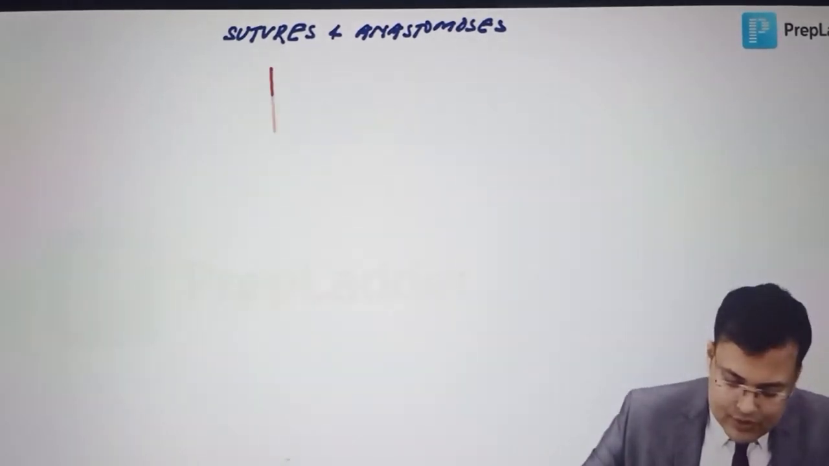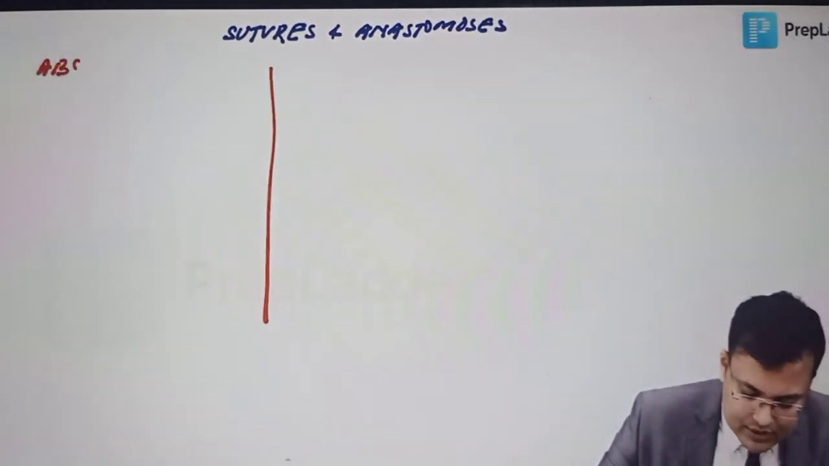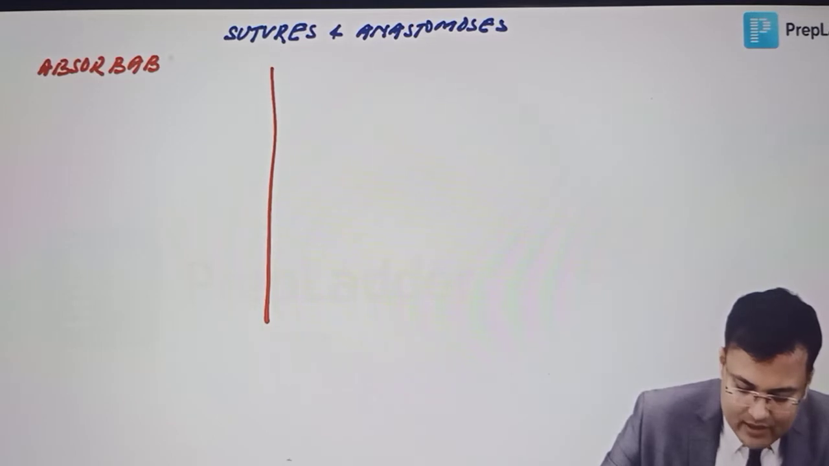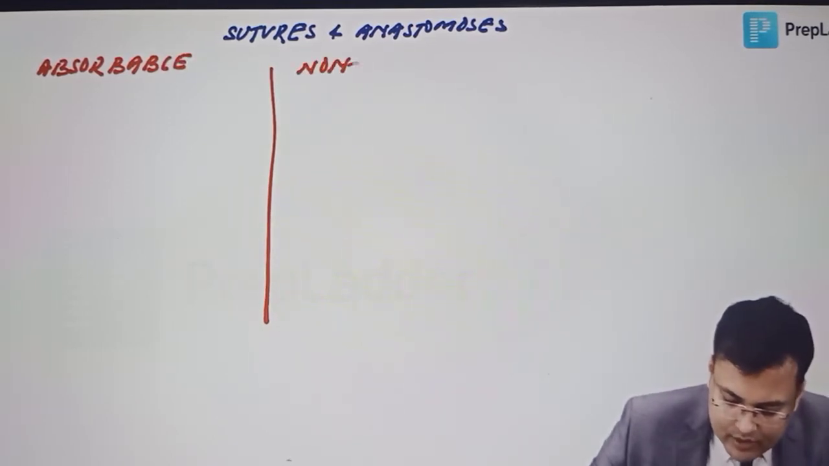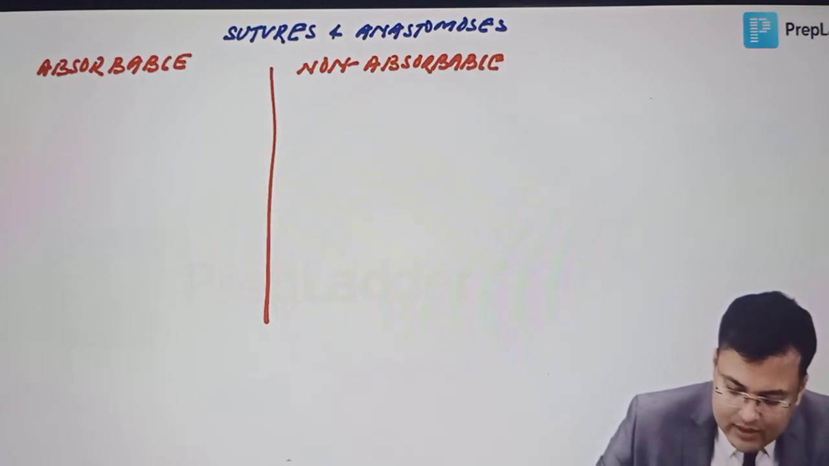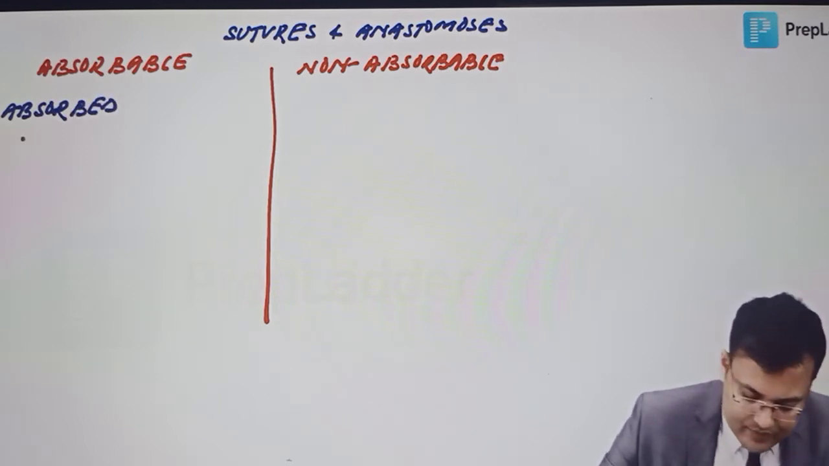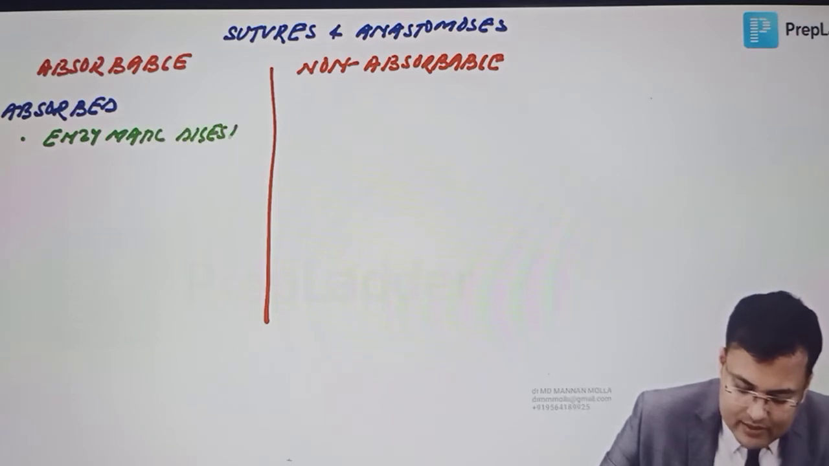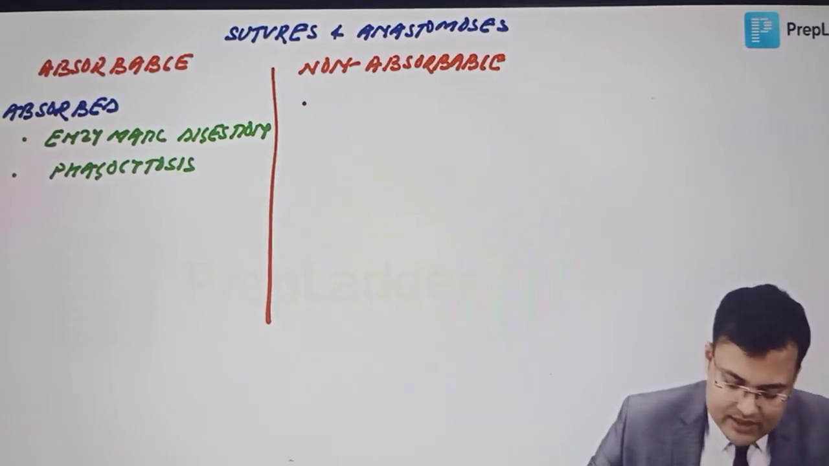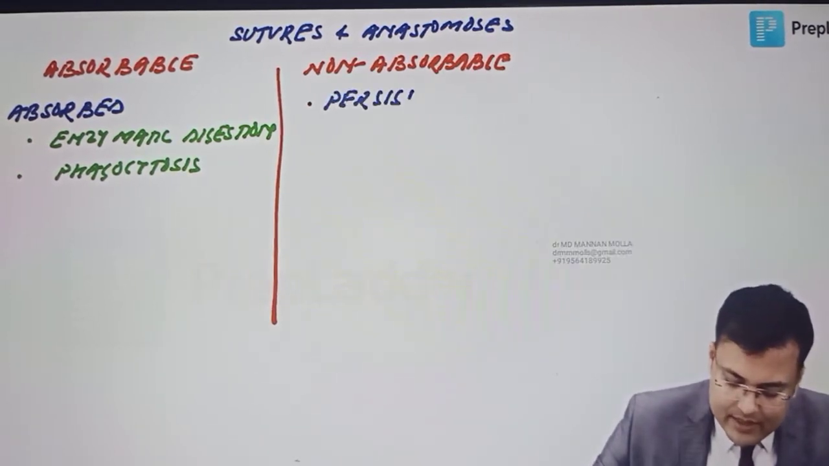First, types of sutures: absorbable sutures and non-absorbable sutures. So the first important point: absorbable sutures are absorbed in tissues because of enzymatic digestion and phagocytosis, right? And non-absorbable sutures are going to persist for an indefinite period.